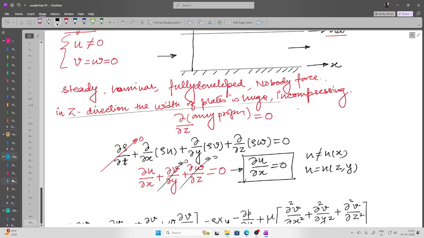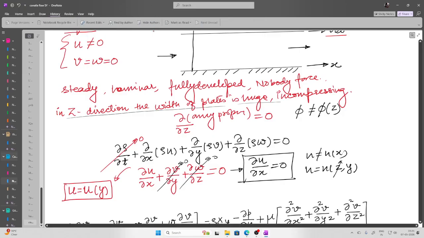Then that means that if phi is any property in this particular problem, then that will no more be a function of z. So how can u be a function of z? So z will not come into the picture. Therefore, the conclusion which you draw from the continuity equation is that the only existing velocity, that is u, will be a function of y, and that is the role of the continuity equation in this analysis.